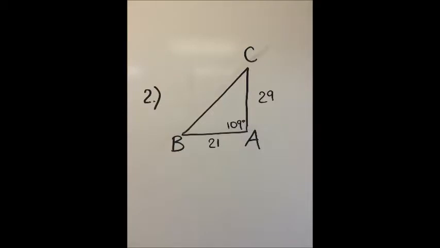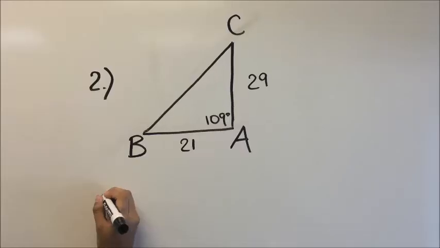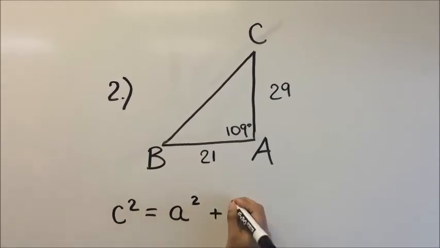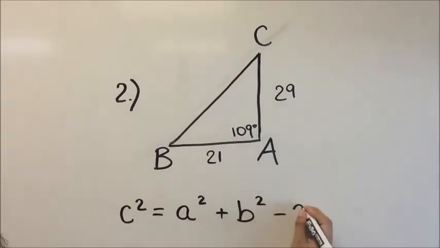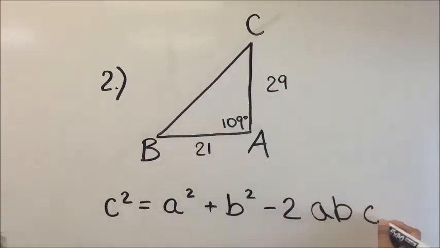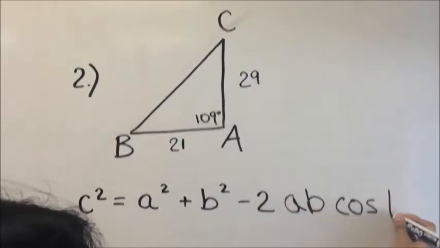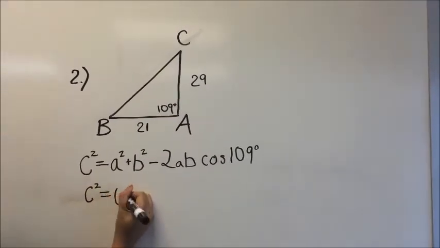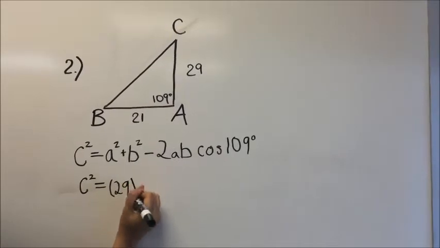Our next problem involves a triangle with two given sides and an angle of 109 degrees. Our objective for this triangle is to find BC. First and foremost, we have to write down the equation, which is the same as the first problem. Then we plug in the numbers with the variables.